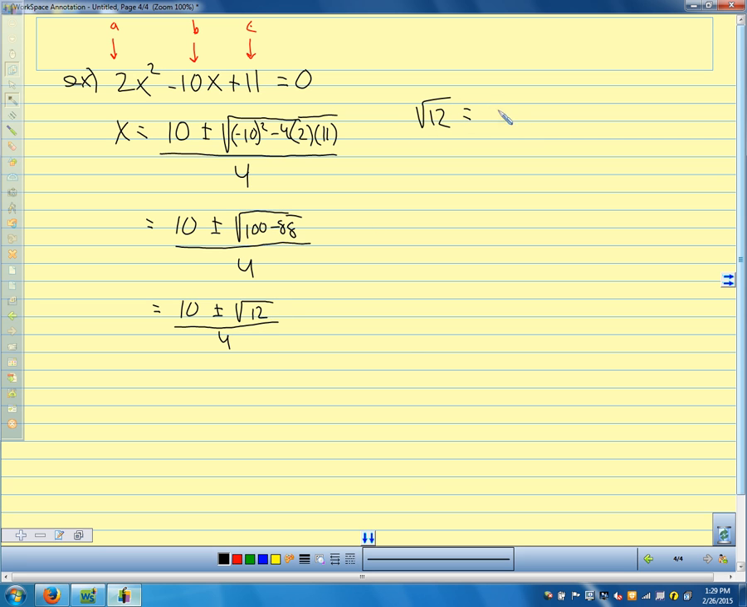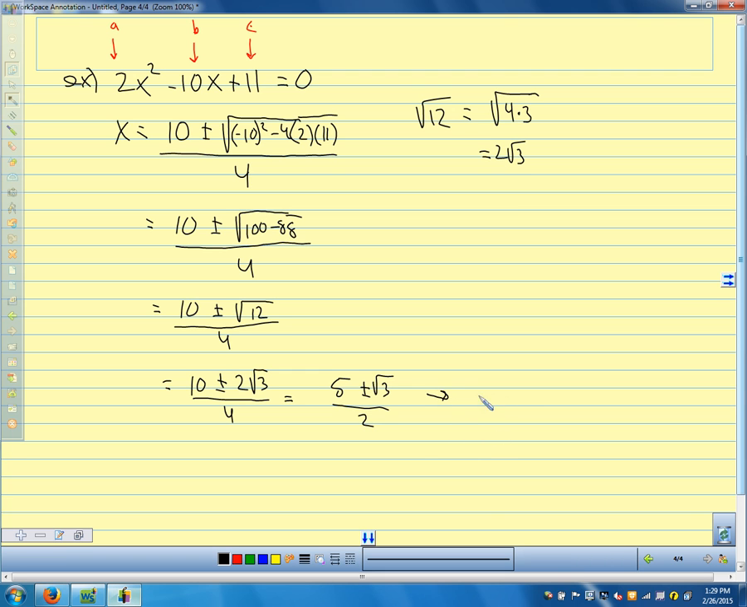Square root of 12 is the square root of 4 times 3, and square root of 4 is 2, so that's 2 square root 3. So this equals 10 plus or minus 2 square root 3 over 4. And all of these numbers here I can divide by 2. So I get 5 plus or minus square root 3 over 2.